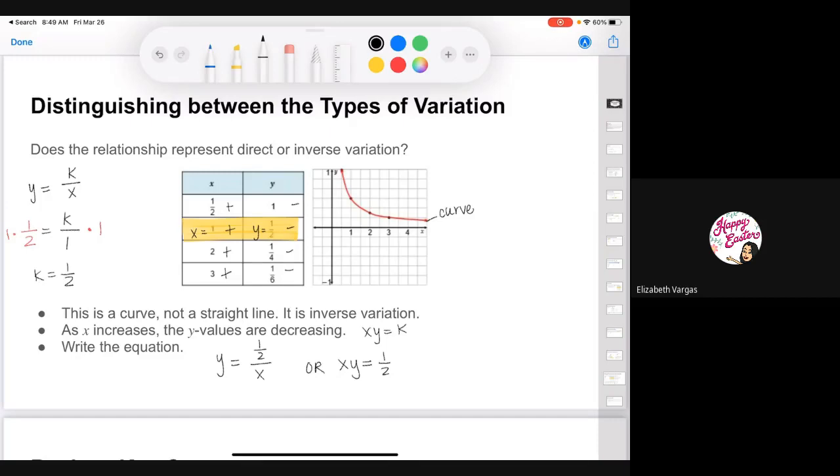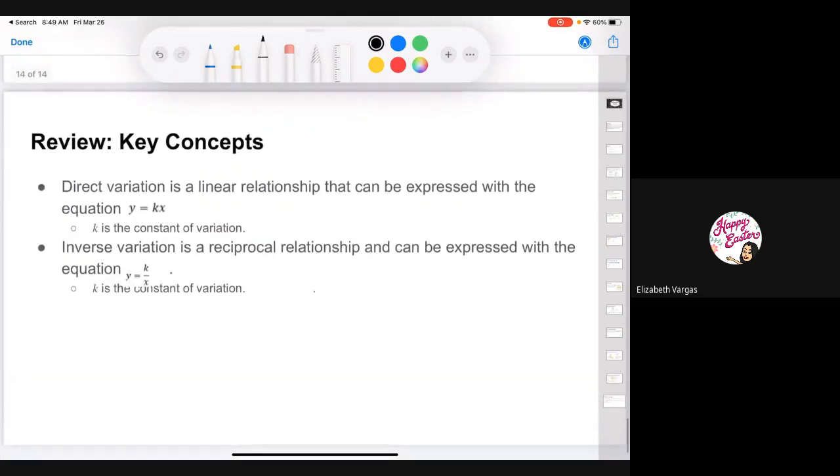Okay, any questions? So basically what we're able to do here is write a direct variation equation, or write an inverse variation equation. Direct variation is y equals k times x. Inverse variation is y equals k over x. In both instances, k is the constant of variation, so k would be the constant way that those x and y's are relating to each other.